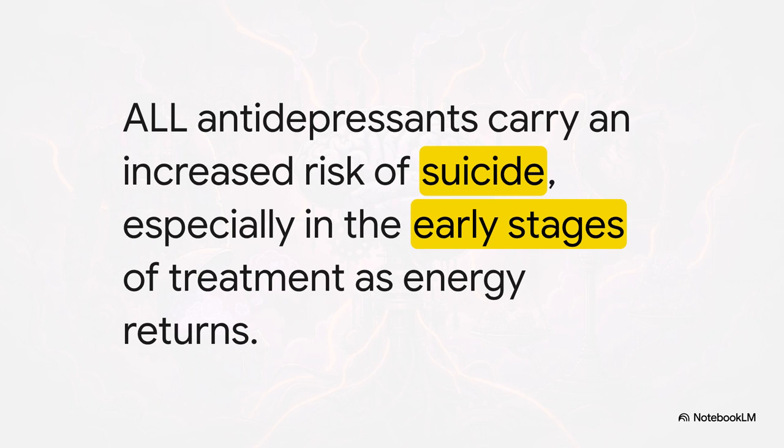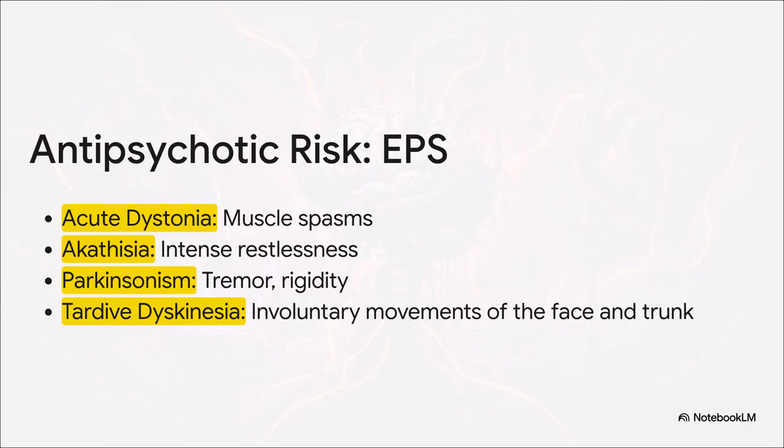As a patient's energy and motivation start to come back, and this often happens before their mood fully lifts, they might tragically gain the physical capacity to act on suicidal thoughts they've been having. Antipsychotics carry the risk of something called extrapyramidal symptoms, or EPS. And these are serious, sometimes even permanent movement disorders. Your job is to spot them early, whether it's the intense, can't-sit-still restlessness of akathisia or the painful muscle spasms of acute dystonia, so they can be treated right away.